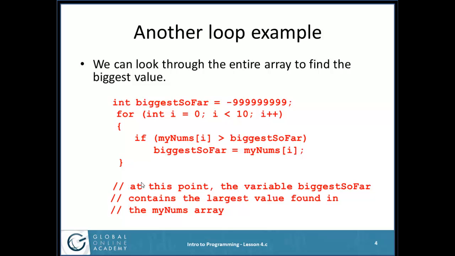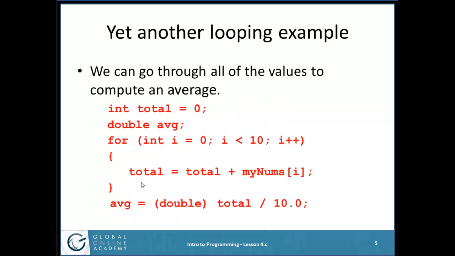I could print it out if that's what I need to do. I could use it in a calculation if that's what I need to do. Now let's do another looping example. Suppose I wanted to find the average. I have 10 numbers. How do I find an average? Well, we find an average by adding up all 10 of the numbers and dividing by 10.